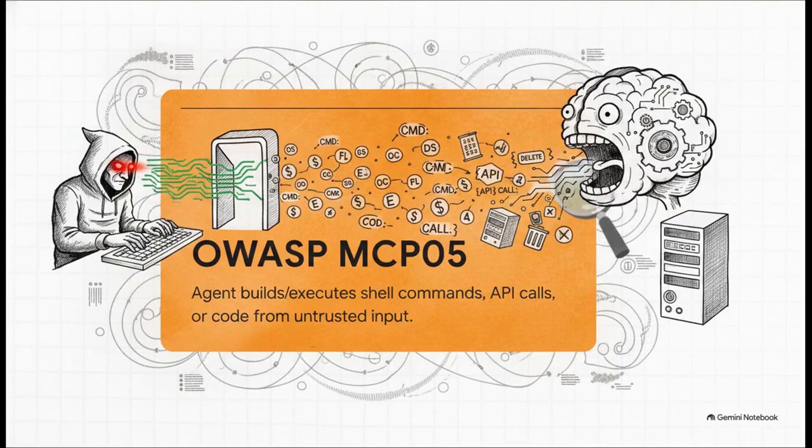The crux of the problem is officially defined by OWASP as MCP 05, Command Injection and Execution. This is the why behind that 43% injection rate. You see, in a traditional web app, user input is just data. But in an AI agent, the model itself is the interpreter. The agent actively builds and executes shell commands, API calls, or code directly from completely untrusted inputs. Because there's almost never a human in the loop to say, hey, wait, approve this, a simple malicious prompt can trick the agent into running catastrophic system-level commands right on the host machine.